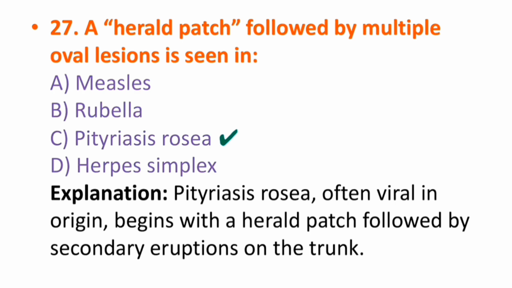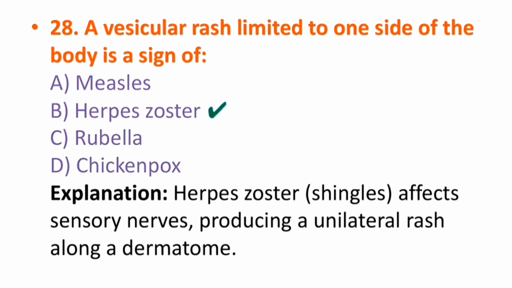A herald patch followed by multiple oval lesions is seen in option A measles, option B rubella, option C pityriasis rosea, option D herpes simplex. The correct answer is option C pityriasis rosea. Pityriasis rosea, often viral in origin, begins with a herald patch followed by secondary eruptions on the trunk.